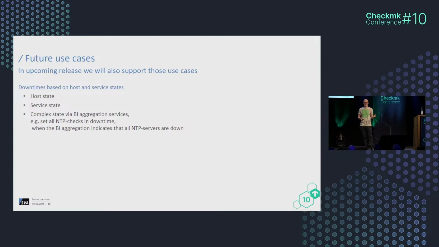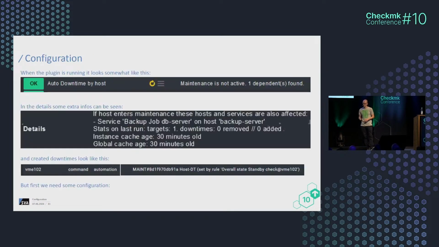And then once you're doing that, it's quite an easy step to say, okay, then if we can use any service state, we can also use a service state of a complex BI aggregation to, for example, say that, okay, if my NTP servers within my environment have a problem, then it's probably not a good idea to have every NTP date service or NTP time service on all my Linux hosts complain about it half an hour later because they can't reach their NTP service anymore. So things like that we will be able to do in the future as well. So probably within the next few weeks.